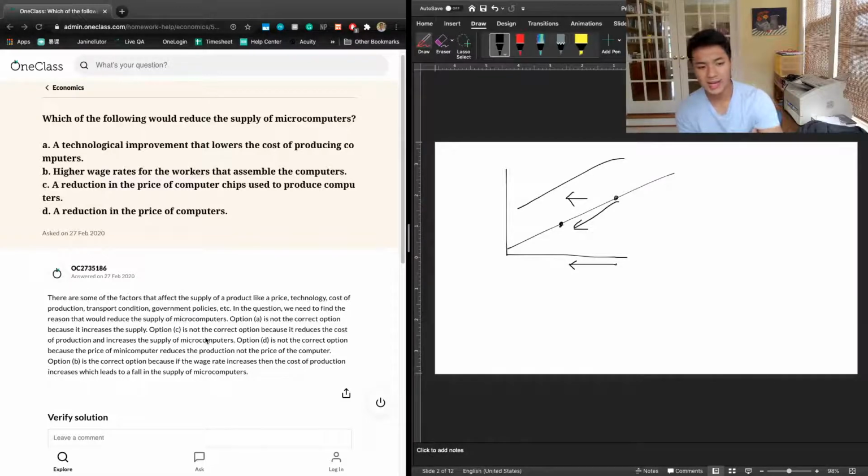Option A is not the correct option because it increases the supply. That's true. Option C is not the correct option because it reduces the cost of production and increases the supply of microcomputers. That's also true. Option D is not the correct option because the price of mini computers reduces the production, not the price of the computer.